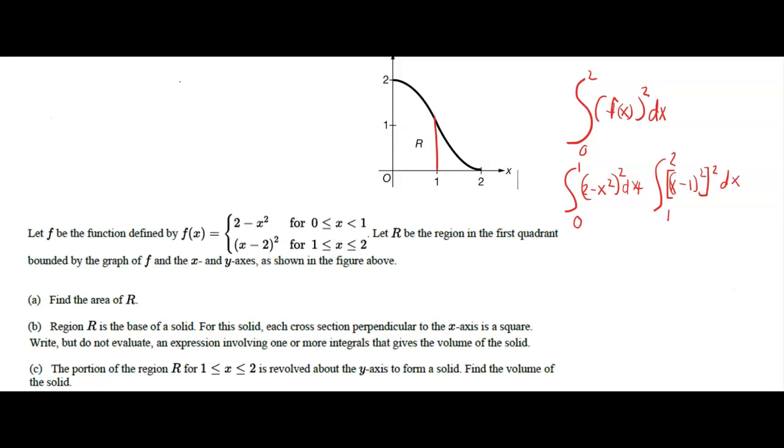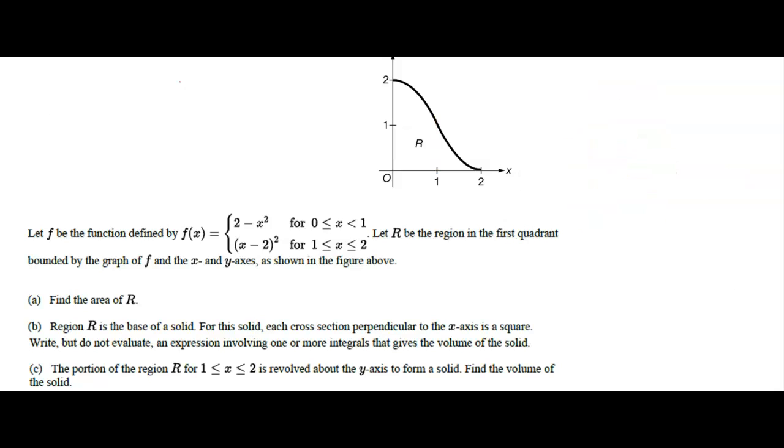Okay, and that's as far as we really need to go with it. It's just we had to split this function up into 2 pieces. From 0 to 1, it's this, and from 1 to 2, it's this. But that would be it. They didn't want us to evaluate it. They just want us to write out the possibility.